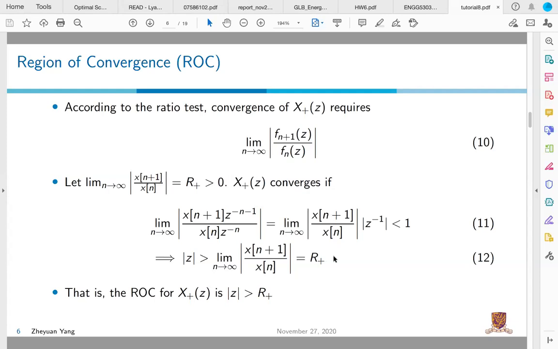So this is like the case a to the power n times u[n]. In the course, we call it the right-sided signals. So the right-sided signal will have the region of convergence that is outside the poles.